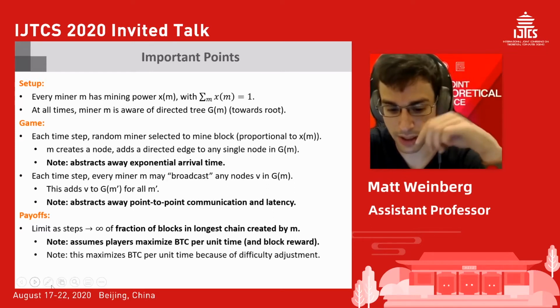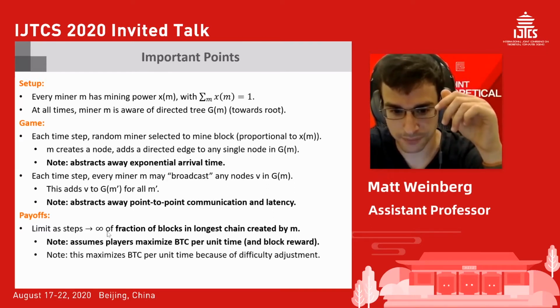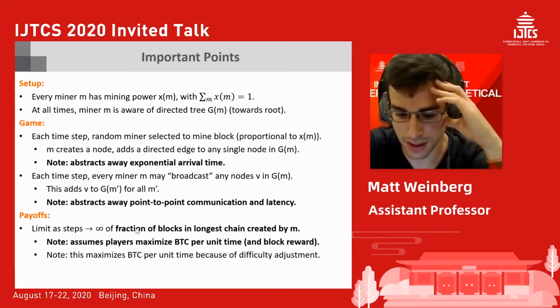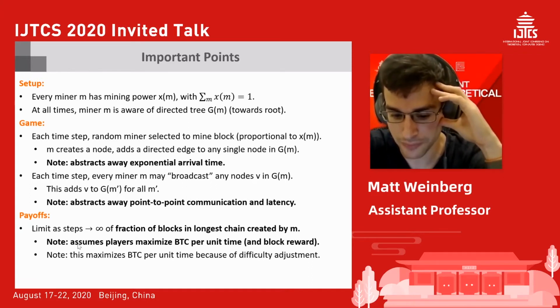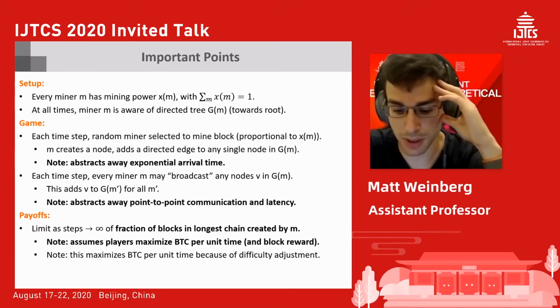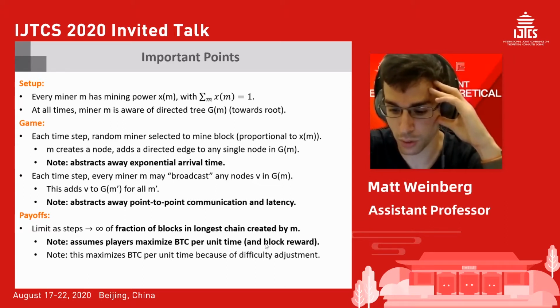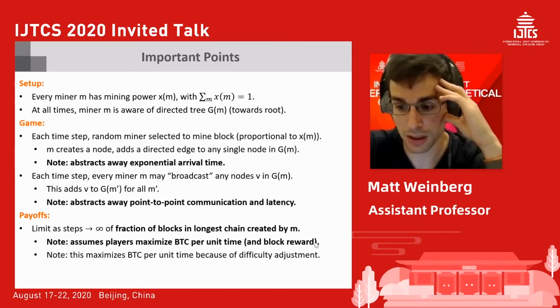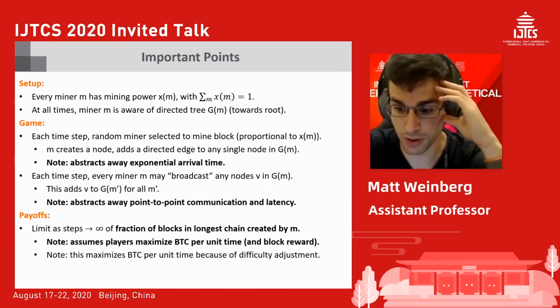And the other thing that I want to point out is this assumption that the payoff is the fraction of blocks in the longest chain. So I would say this is assuming that the players are trying to maximize their Bitcoin per unit time. And it also assumes that the players are paid exclusively according to a block reward. So this model is assuming that the transaction fees are 0 and that every block is worth the same amount. And it's also assuming that the players want to maximize their Bitcoin per unit time.